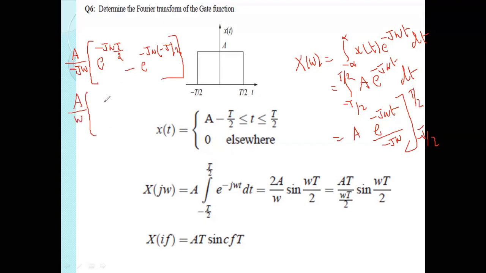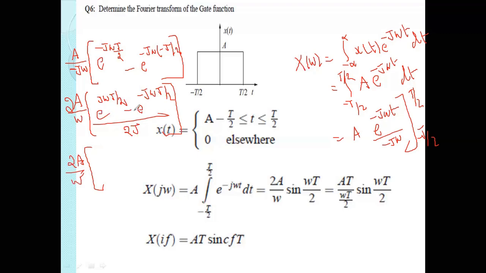Now here the minus is there, multiply this minus with the omega, and minus into minus is a plus: e power j omega T by 2. And the other term becomes negative: e power minus j omega T by 2. And j is there, so I'm writing here the 2j, multiplying by the 2. Now observe, e power jx minus e power minus jx by 2j is sine x, so sine omega T by 2. So we got 2A by omega sine omega T by 2.